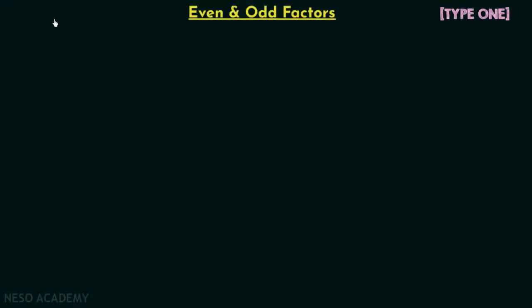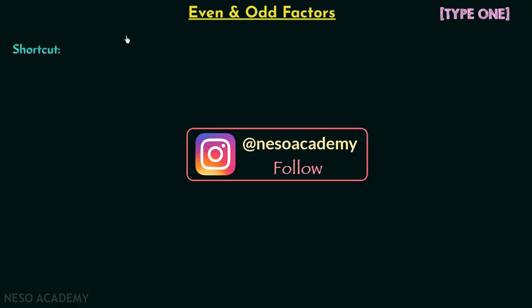In the initial lecture on finding the number of factors, we saw the shortcut method to find the number of even factors and the number of odd factors of a given composite number. Now in this presentation, we are going to revise our shortcut method and solve one example problem. So let us understand the shortcut method properly.